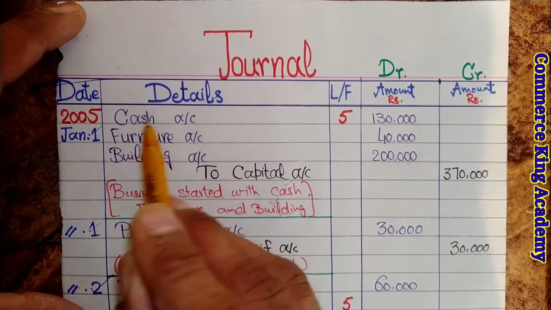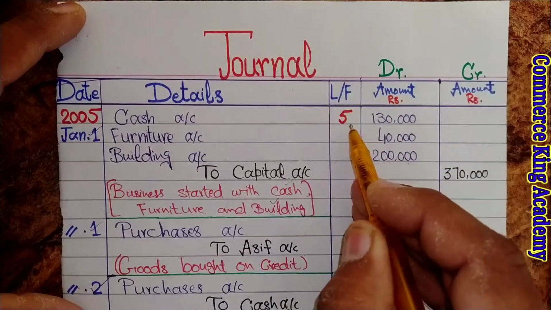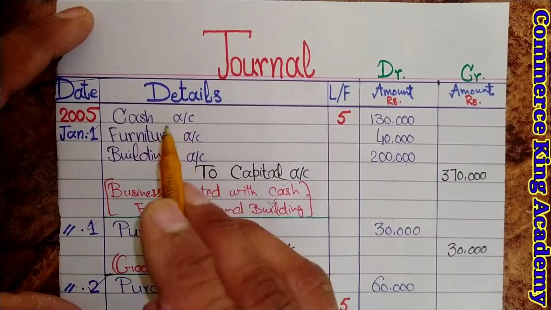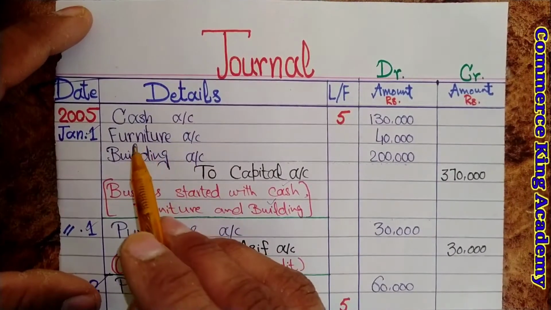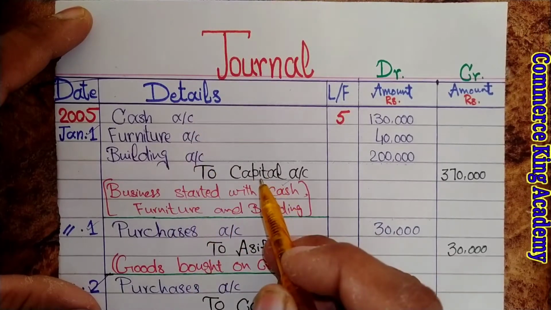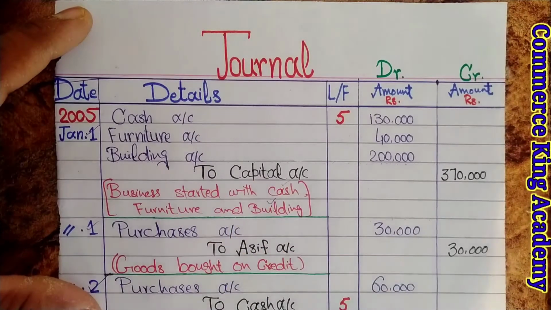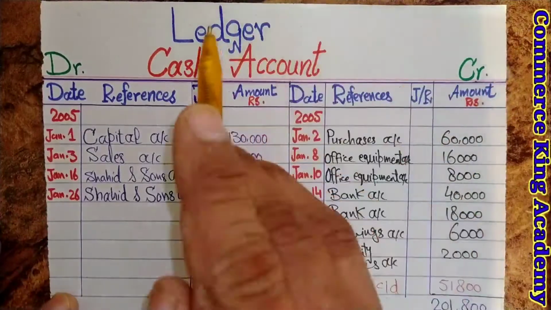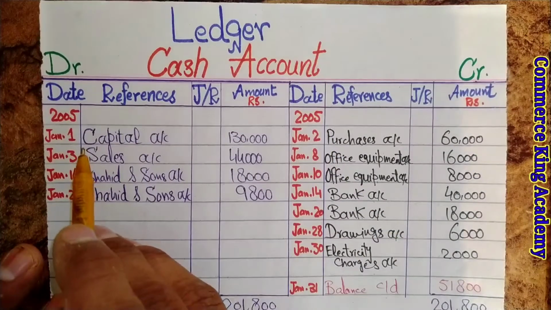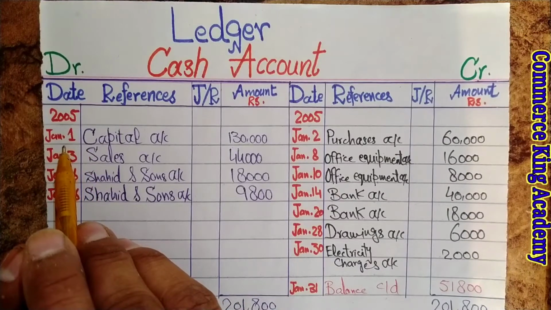We have given the cash account ledger folio number 5. Understand? So first of all, we will make the cash account ledger. You can see here cash account debit here against or by capital account. Dear student, this is the format of the ledger cash account. The first entry of the cash account is cash debit by capital account.